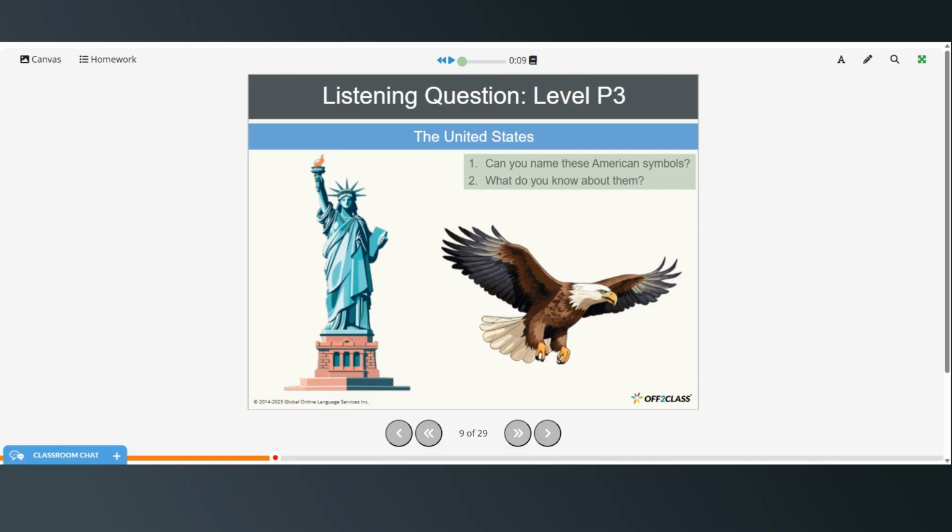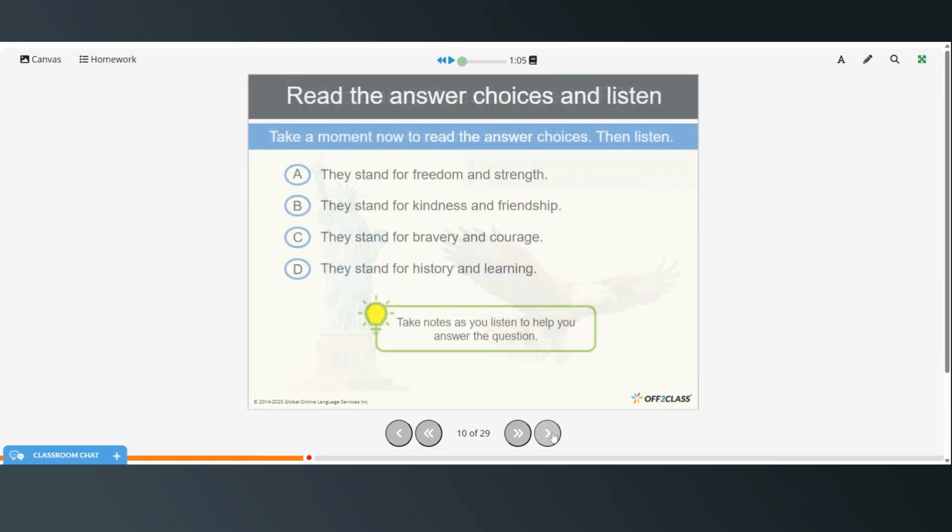And here, before you listen, you can use these questions and the pictures to think about what the questions might be about. These American symbols, the Statue of Liberty and the bald eagle, and what do you know, if anything, about these two symbols? Take a moment now to read the answer choices. Now listen and answer the question.